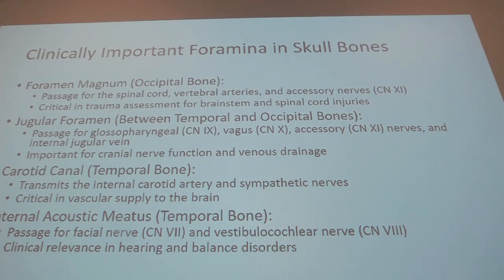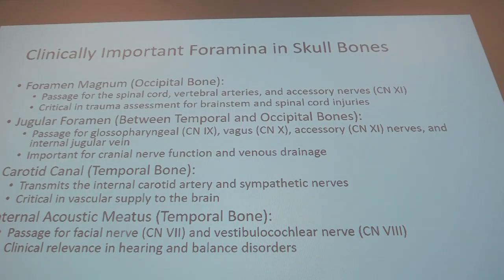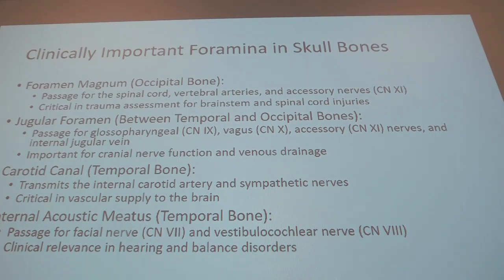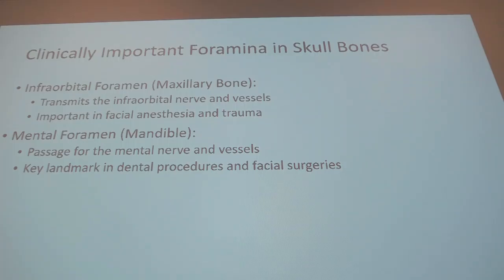Internal acoustic meatus is part of the temporal bone, found in the middle cranial fossa. It helps for the passage of the facial nerve or cranial nerve number 7, whose motor function allows us to move our muscles of facial expression. It also allows the passage of a nerve that helps us to hear and maintain equilibrium, which is cranial nerve number 8 or vestibulocochlear. So this is important for hearing and balance disorders.